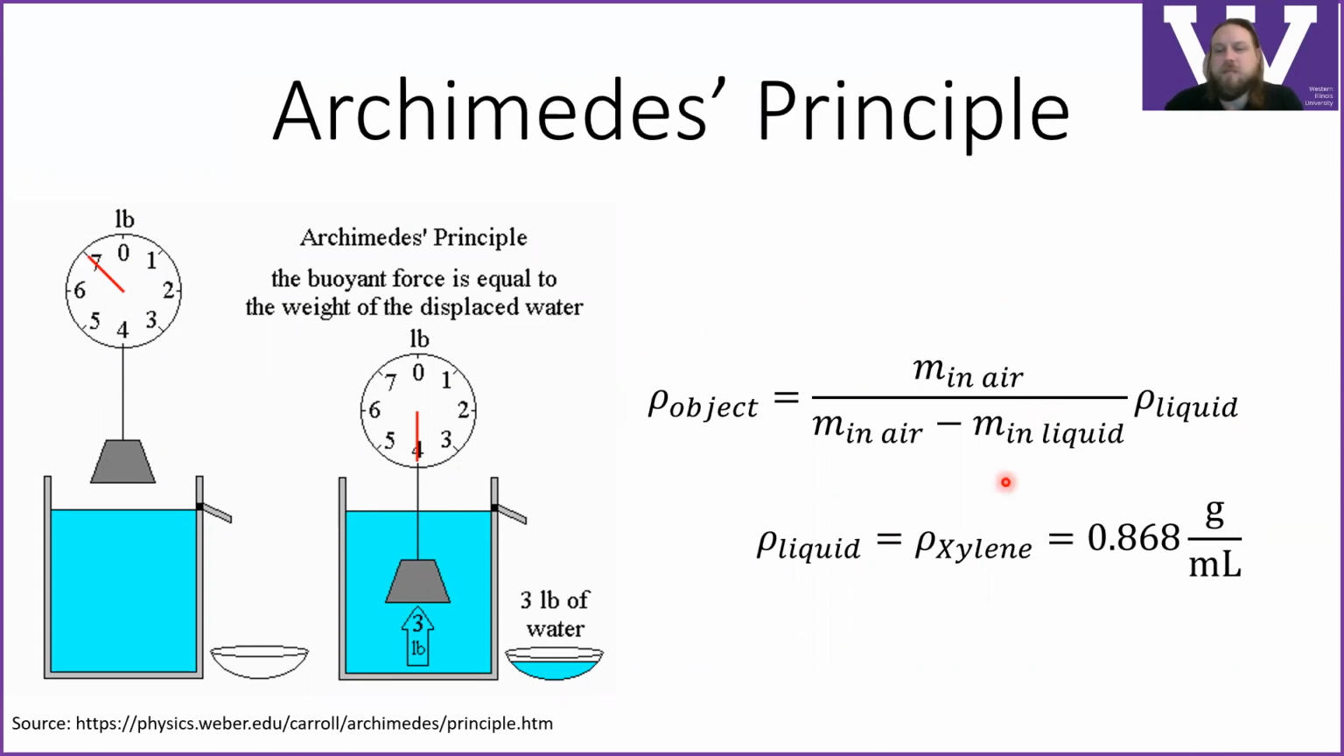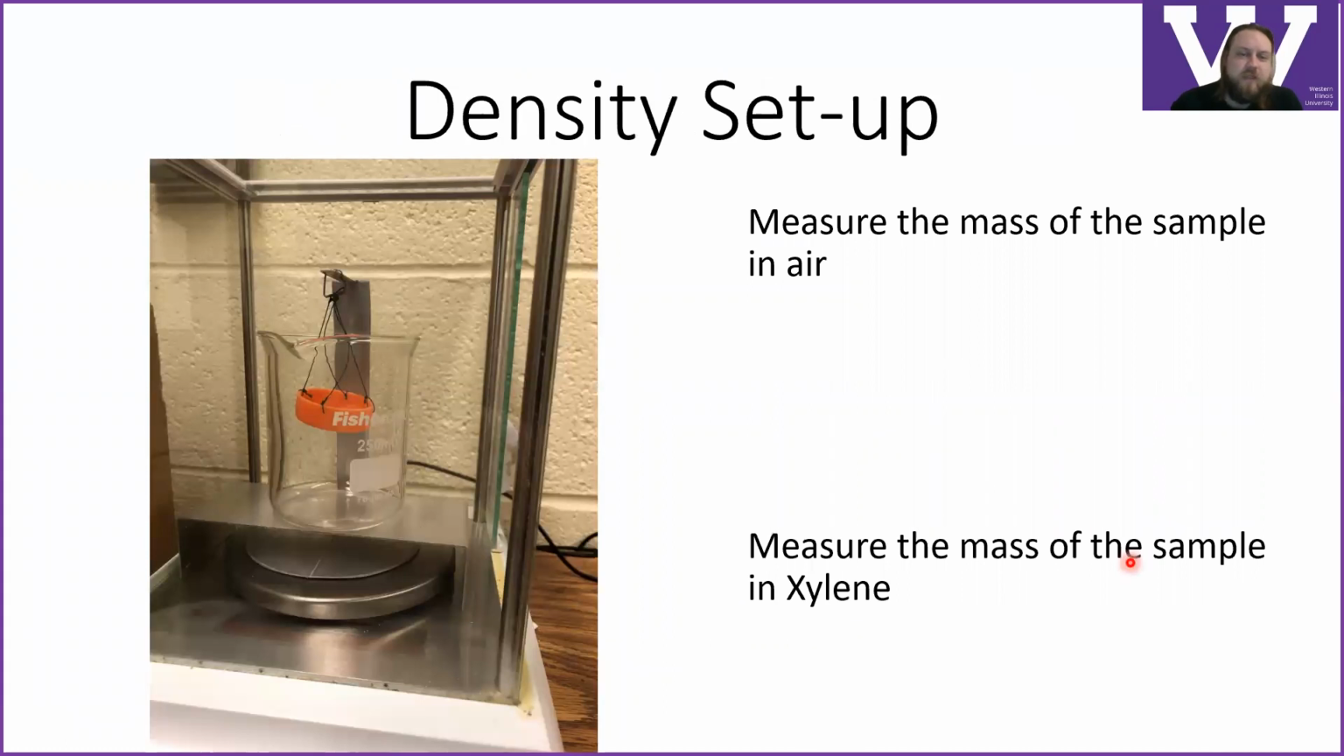So using some quick algebra, we can get this equation here where we just have to find the mass of our sample in air and then the mass of our sample in a liquid and the density of that liquid. We use xylene so that it won't react with our sample. We know the density of xylene, so we can use that to find the density of our object. So we use this setup here that is homemade. We put our sample here in this little orange basket. We can take the mass in air, fill the beaker here with xylene, and then we take the mass in xylene, and then we can quickly calculate our density.